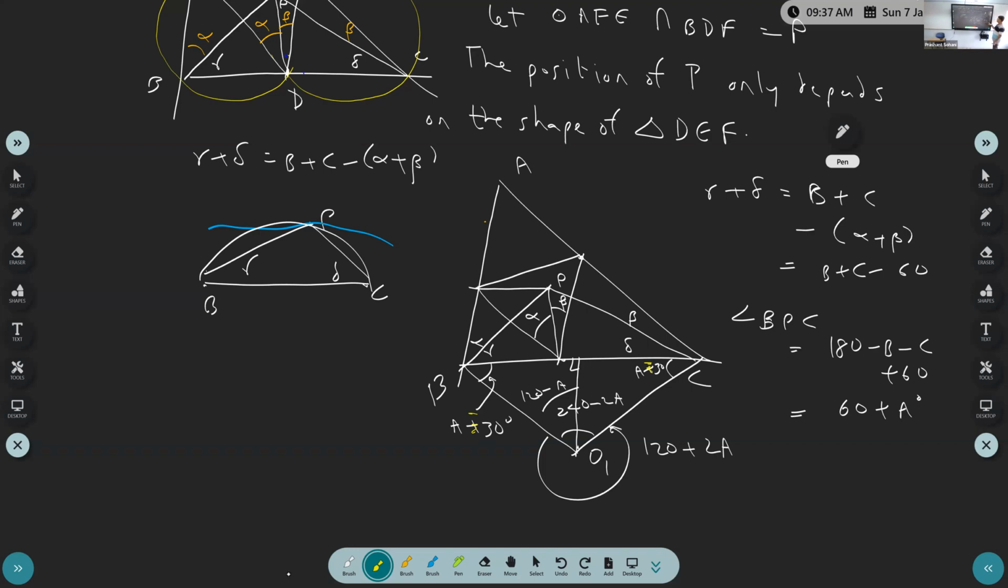BPC is 60 plus A. So BO1C was twice of that, 120 plus 2A. So the other BOC was 240 minus 2A, so 120 minus A. So 90 minus.